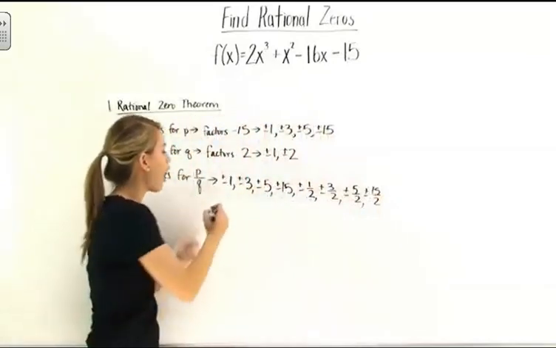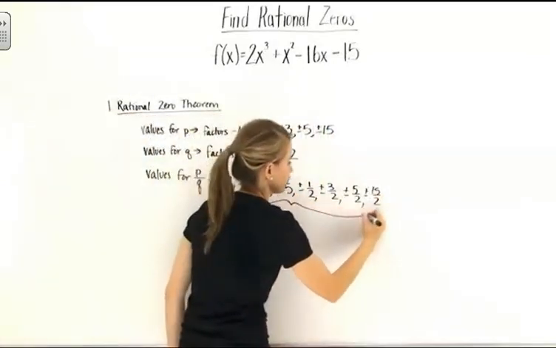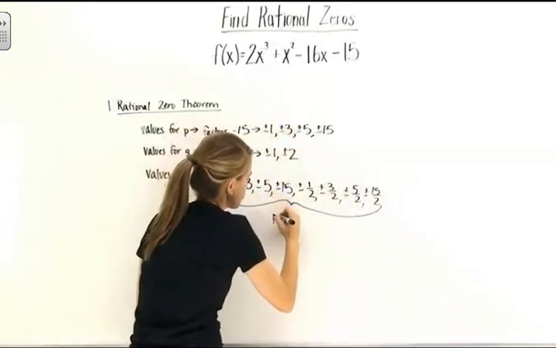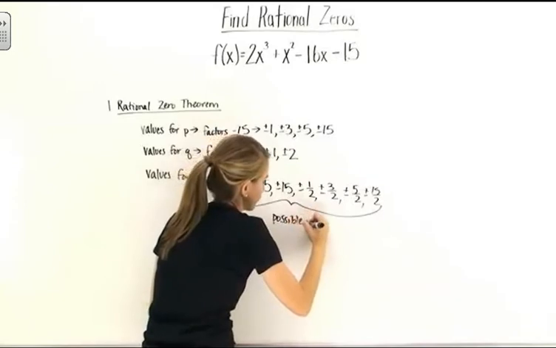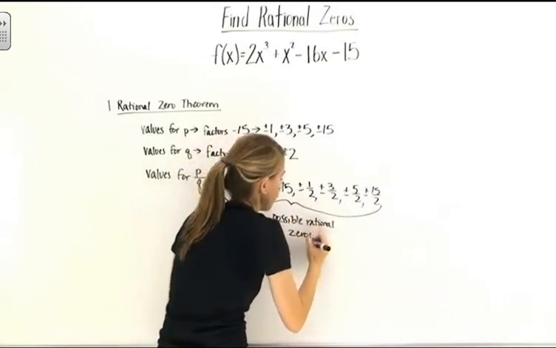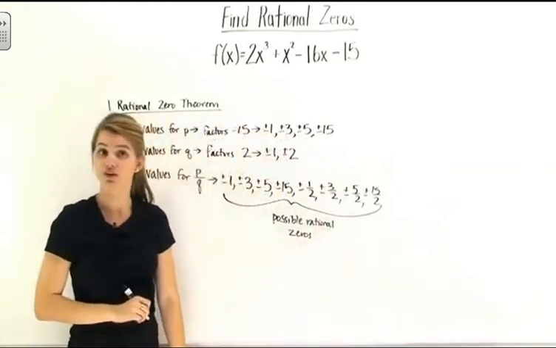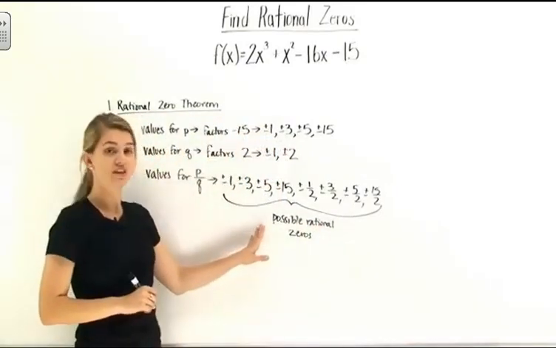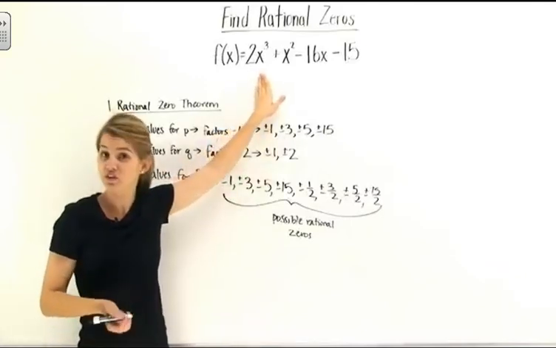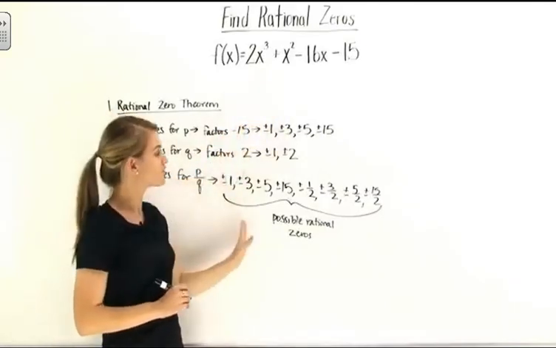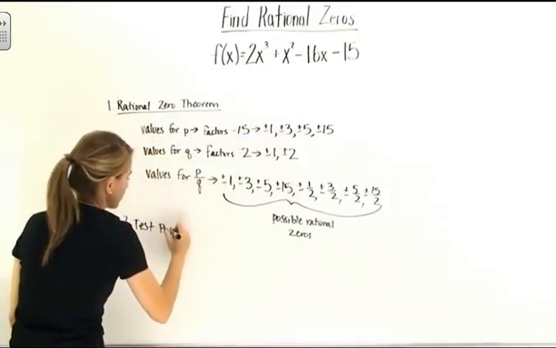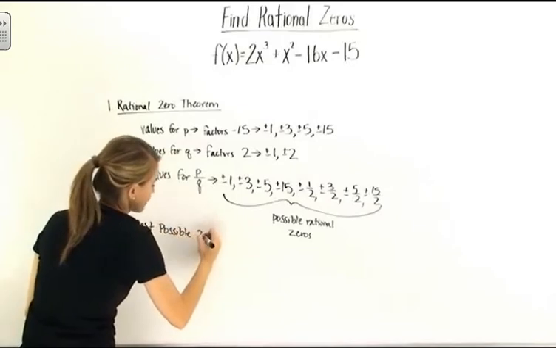Now we know all of our possible rational zeros. So some of these could be our zeros, but we don't know which ones. These are just our possible rational zeros. Now, how do we know which ones are zeros of our function? We said before that if these are zeros of our function, if we plug them in for x, we should get a value of 0. Let's go ahead and try that. Let's test some of these possible values in order to see if any of them are zeros.